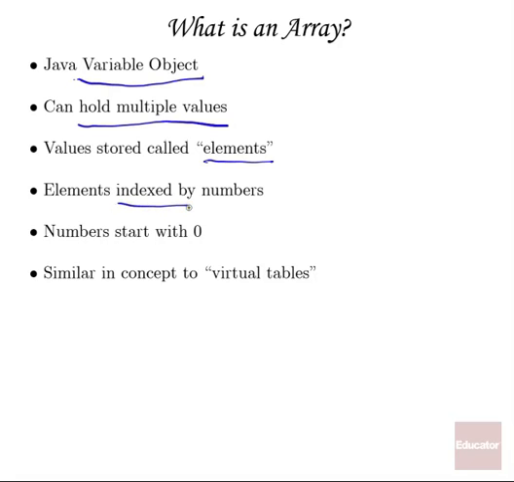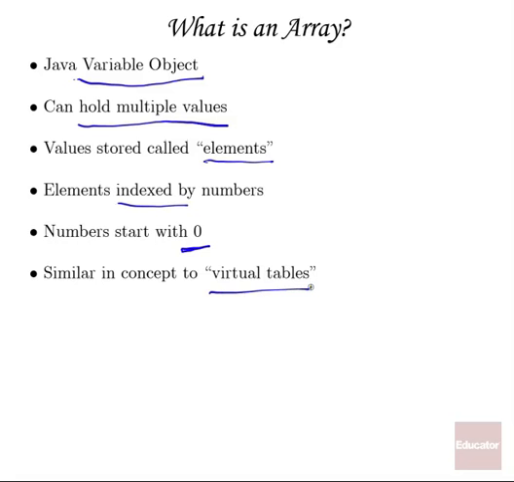If you've got a list of values, the first value is indexed starting with a 0, so it goes from 0 on. (We shouldn't call it a string, because a string is a different data type.) Arrays are similar in concept to virtual tables, if you're familiar with any database technology.